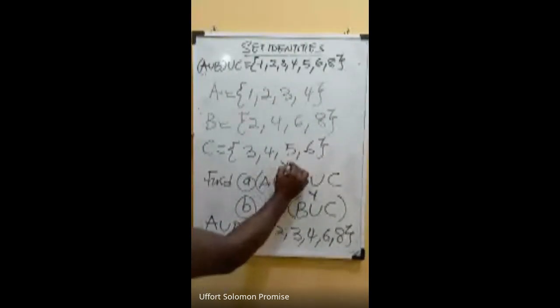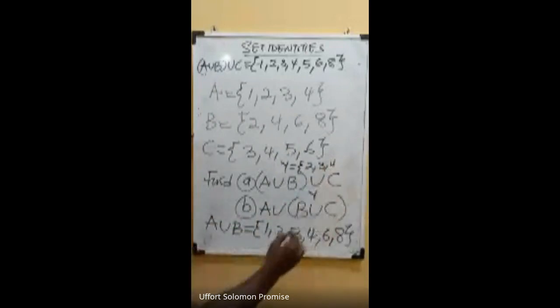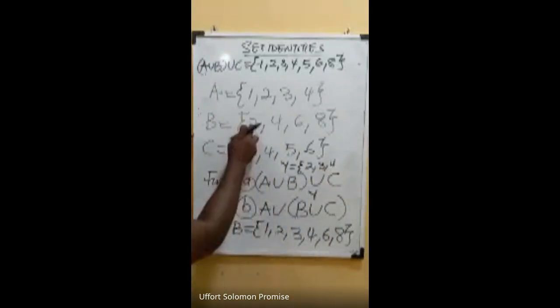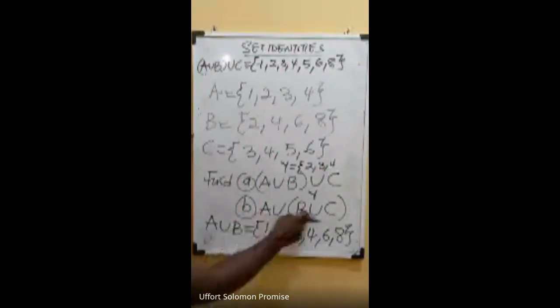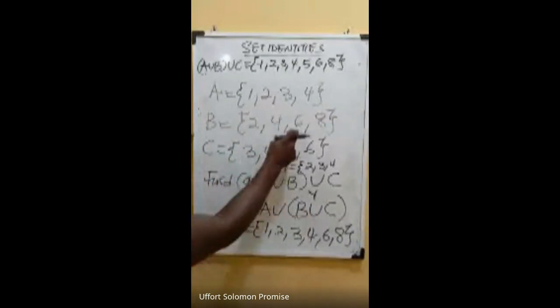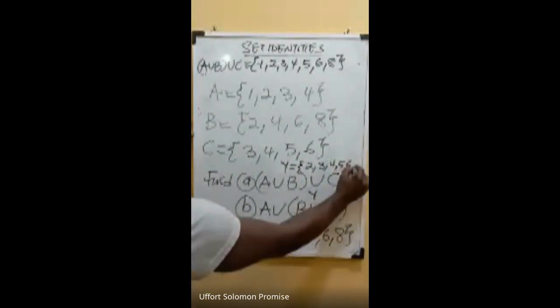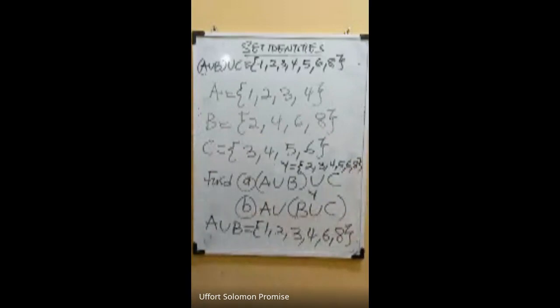We have Y to be what? 2, 3, 4, yes. B union C is 2, 3, 4, 5, 6, 8. So, Roland, what is now A union B union C? Unite this with this.